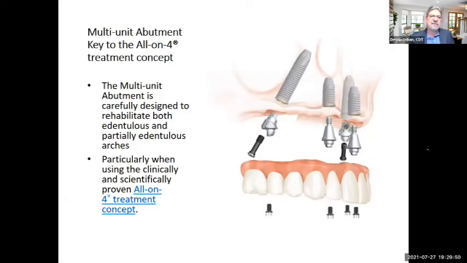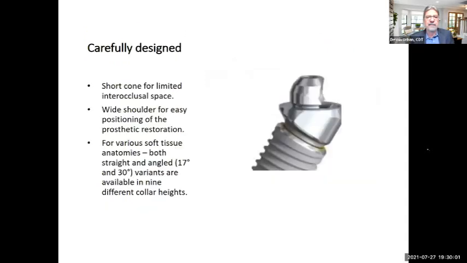A lot of times we're utilizing the multi-unit abutment concept with these types of cases. It's carefully designed to rehabilitate both the edentulous and partially edentulous arches. And there's a short cone for limited interocclusal space, which works out well, and a wider shoulder for easy positioning of the prosthetic restoration. And they come in both straight and angled 17-degree to 30-degree variants.